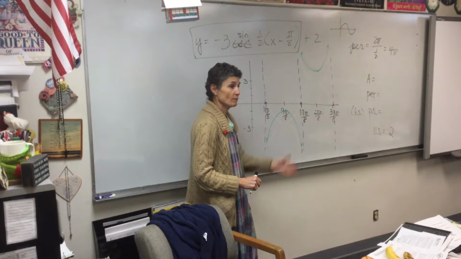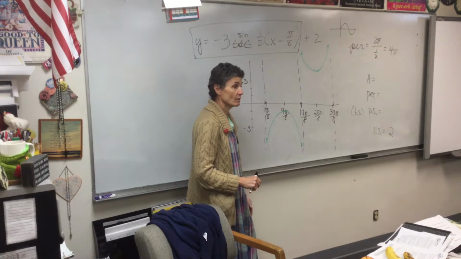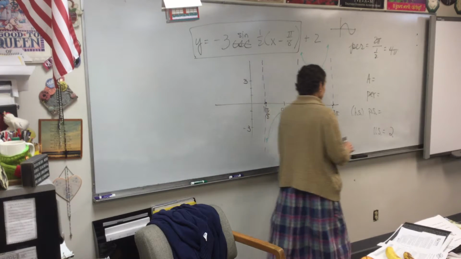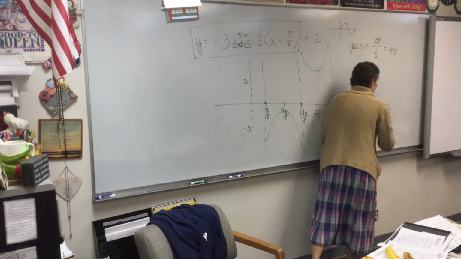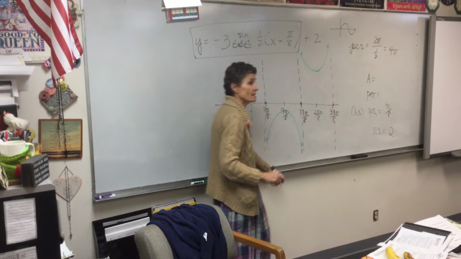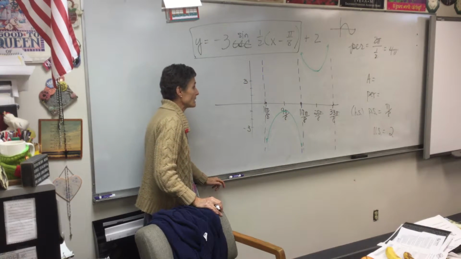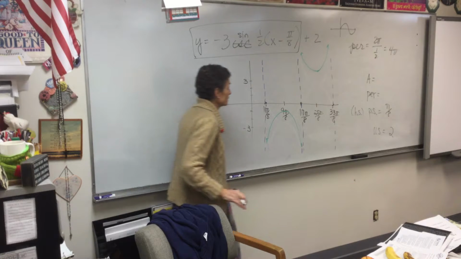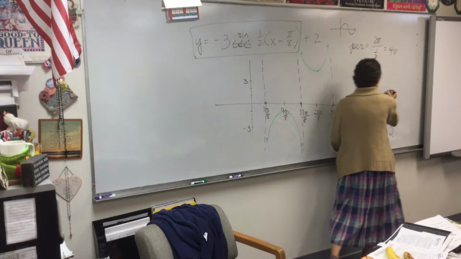How about phase shift or horizontal shift? Did I have one of those? Yep. What was it? Positive pi over 8, or you can use the word right pi over 8. In order to graph it, we calculated the period. We said the period was 4 pi, right?